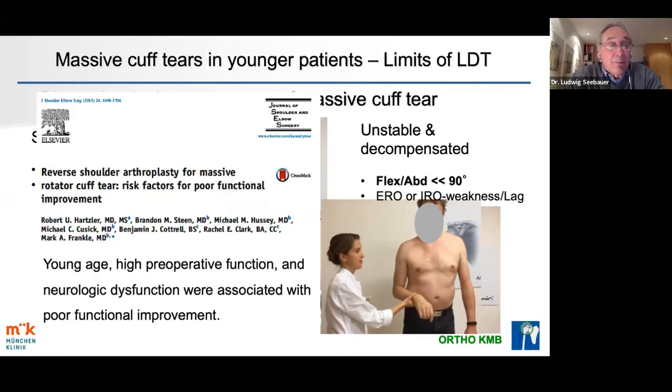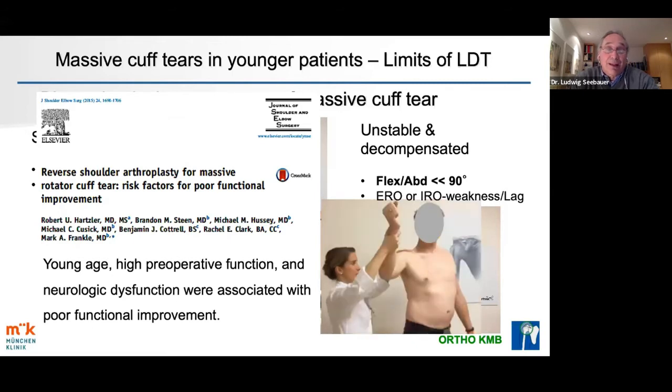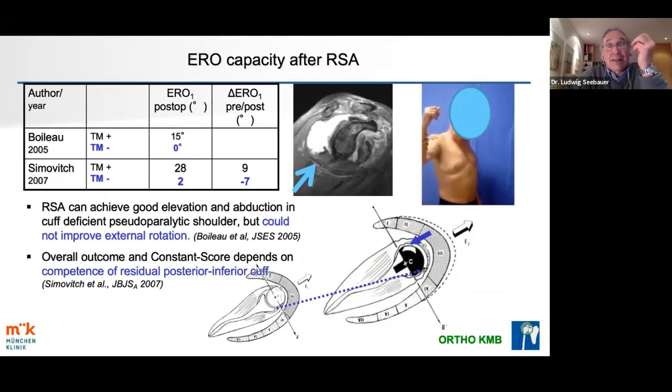What we have seen is that if you have a young patient with a high preoperative function, you can sometimes expect a poor functional outcome, specifically if there's neurological dysfunction. Therefore, you have to rule that out. Don't do a reverse if the patient has any axillary nerve palsy or something else. And the other thing is, you have to consider the teres minor.